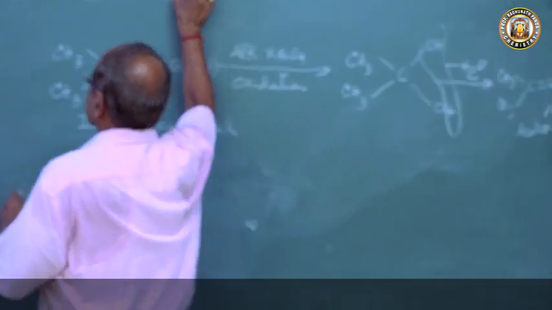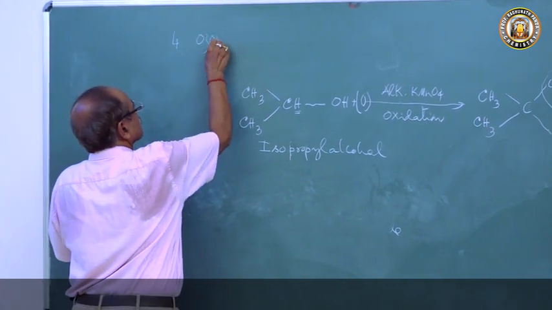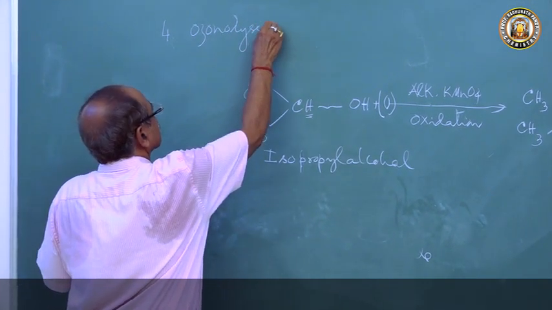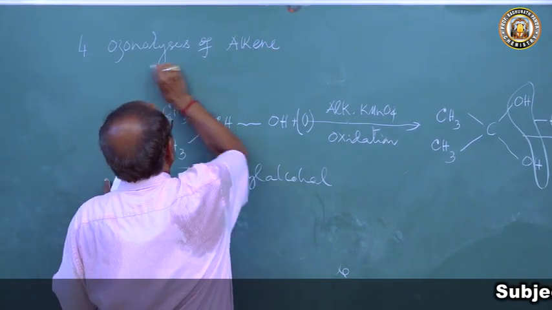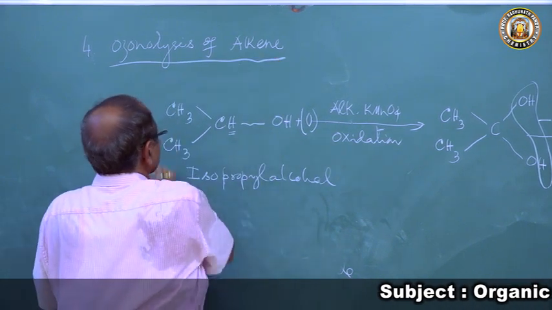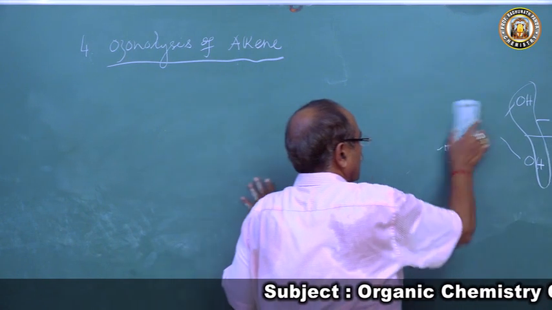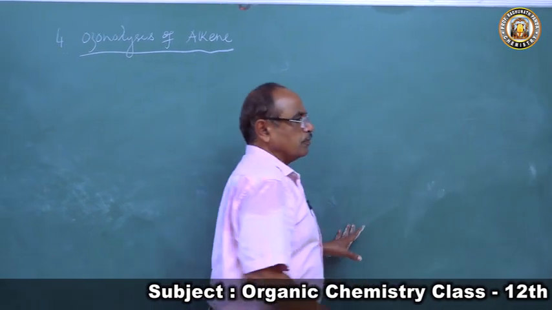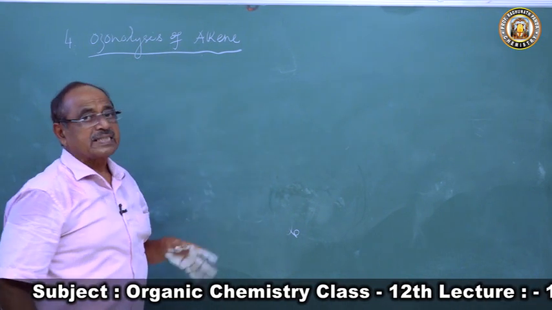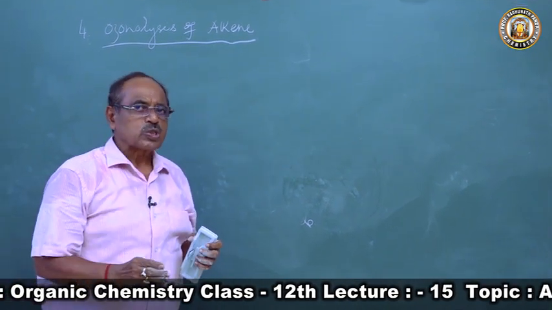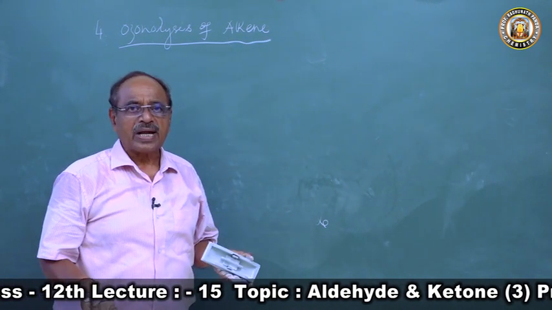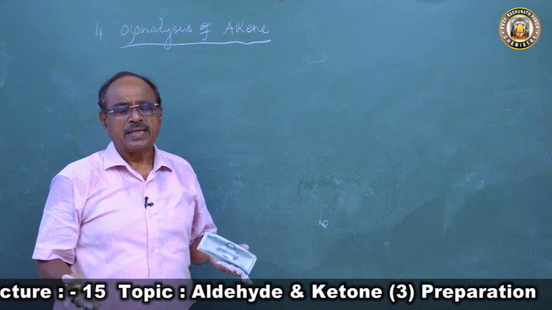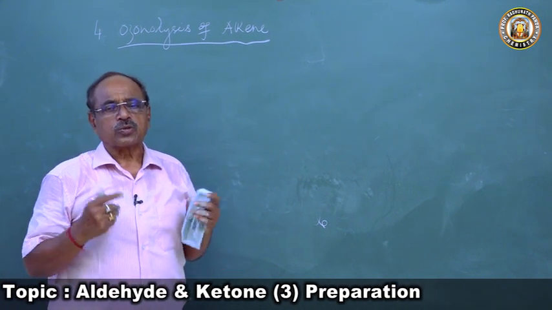Now we'll come to the 4th method of preparation, the ozonolysis of alkene. Ozonolysis is a compound word; lysis means breaking. You add ozone to an alkene, and after adding ozone to the alkene, that will form a product, and that product will break. That entire process we will call ozonolysis.